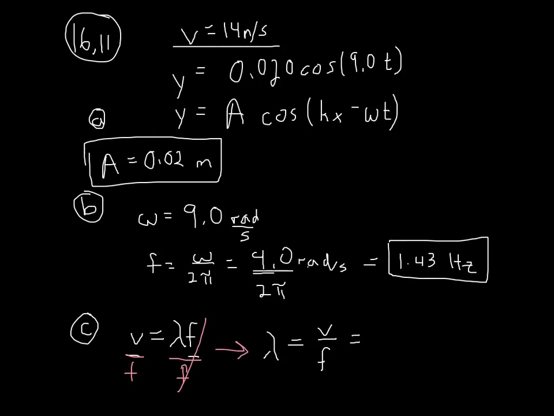I can take my velocity of 14 meters per second. I divide by my frequency of 1.43 hertz. And I find my wavelength is equal to 9.8 meters. So the problem might have sounded complicated, sounded confusing, but it can all be solved very, very quickly, really just by knowing this general equation and correlating the pieces in this general equation with the pieces that you're given.